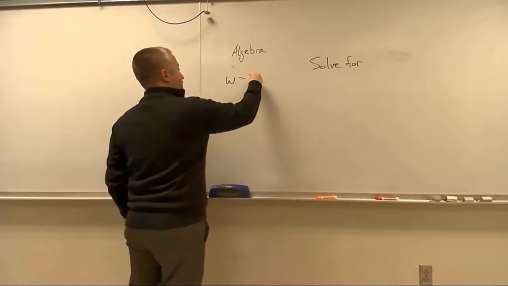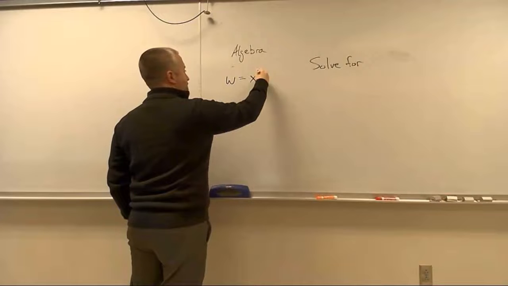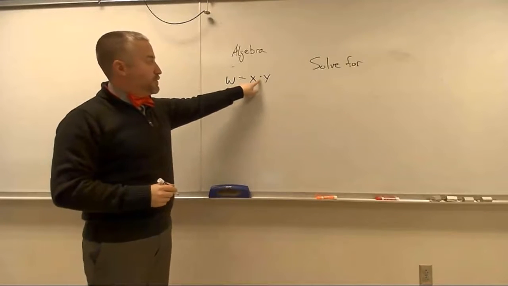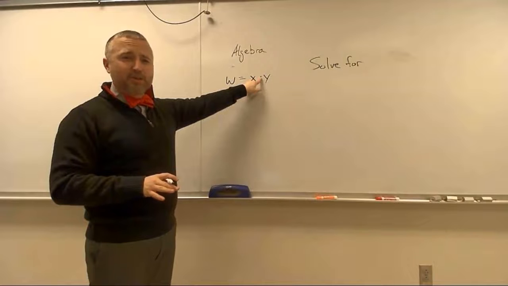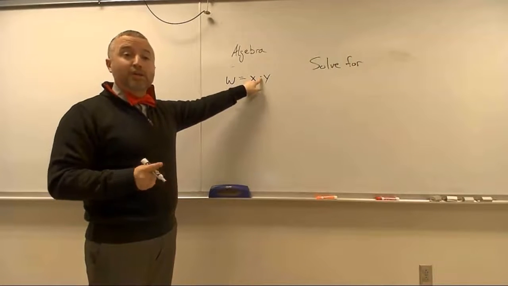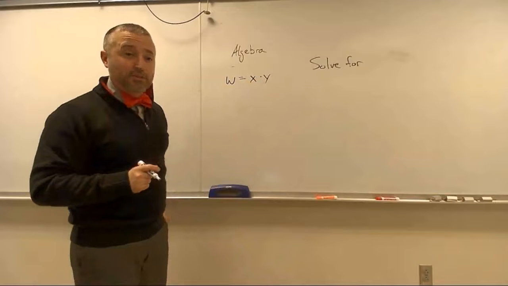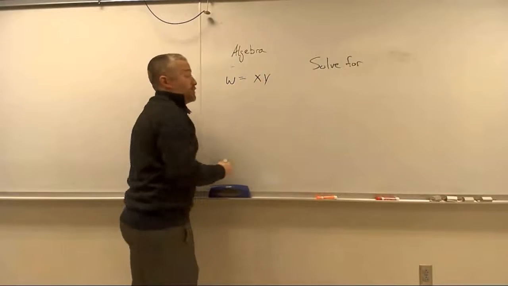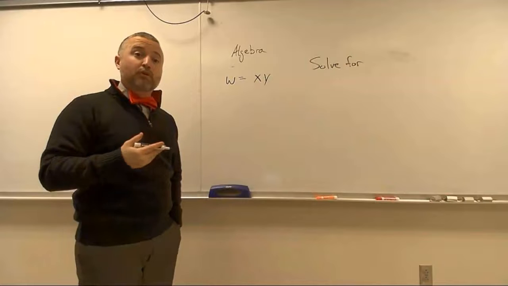Let's say I have W equals X times Y. Now, since we are dealing with letters here, you'll notice that the multiplication is not going to be necessarily across anymore, maybe like you're used to from other classes. You're either going to see a dot, or actually the most common thing is to not see anything at all, just to see them right next to each other. If they're right next to each other, we know they're multiplying.